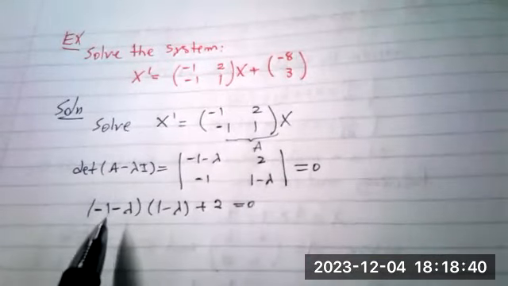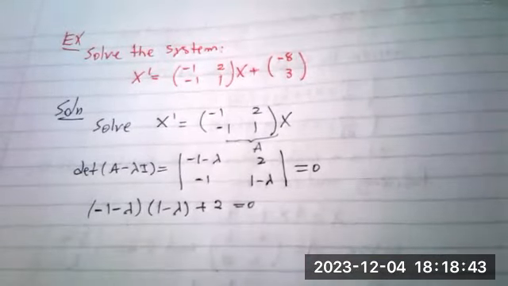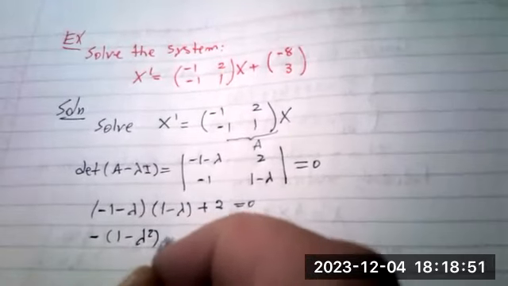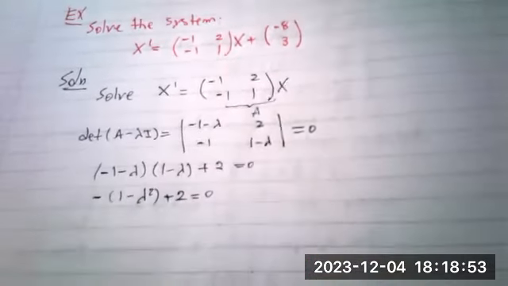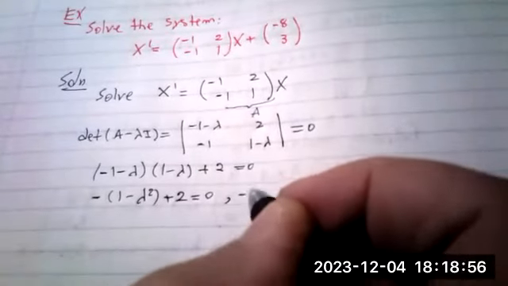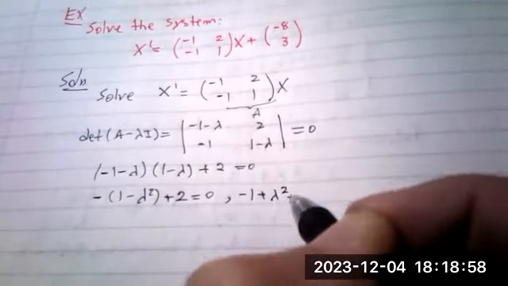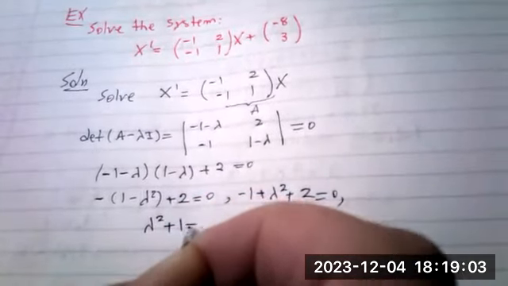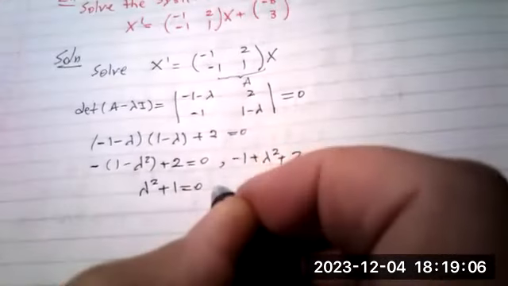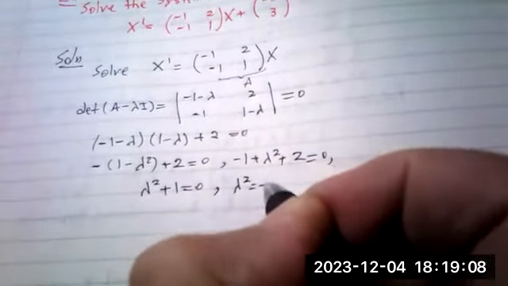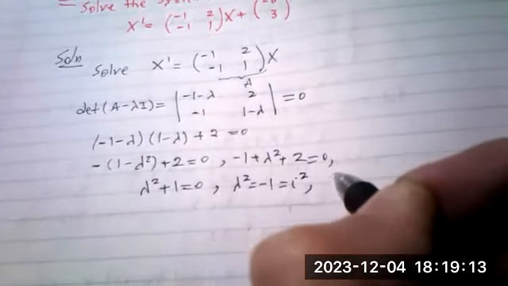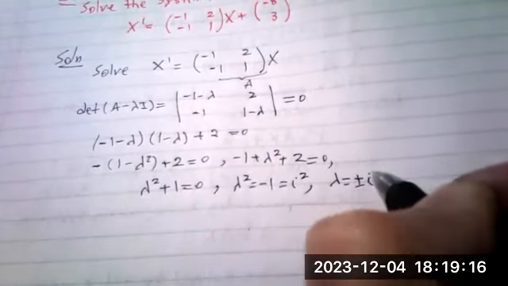So we can FOIL it, or if you factor the negative out, that's 1 minus lambda times 1 plus lambda. So it's going to be negative 1 minus lambda squared plus 2 equal to 0. So the result would be lambda squared plus 1 equal to 0. So you arrive at lambda squared equal to -1. So the solutions are going to be complex, and this is i squared. So lambda equal to plus or minus i.